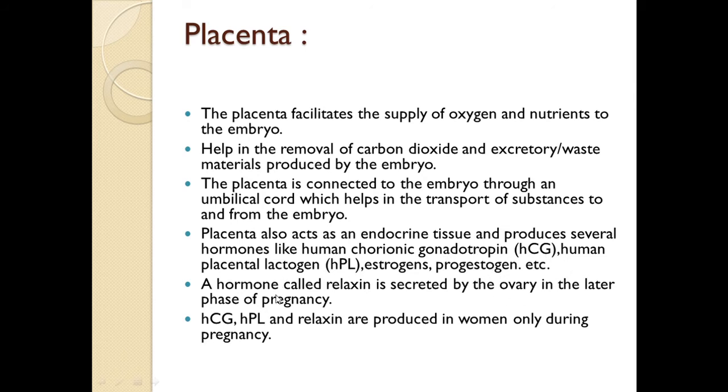A hormone called relaxin is also secreted by the ovary in the later phases of pregnancy. HCG, HPL and relaxin are produced in women only during pregnancy.